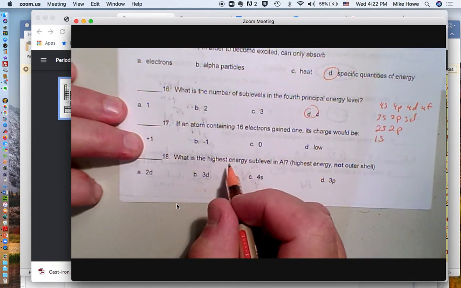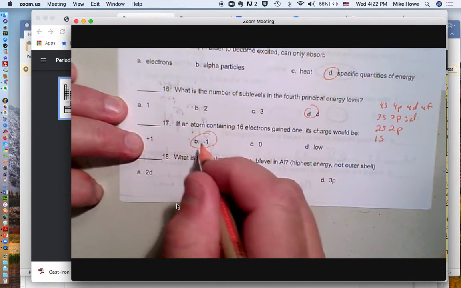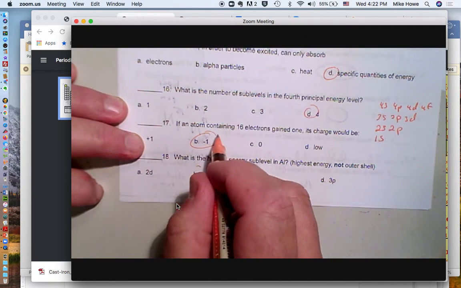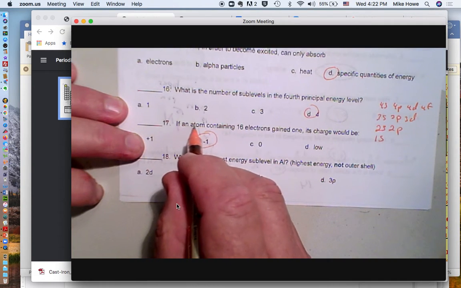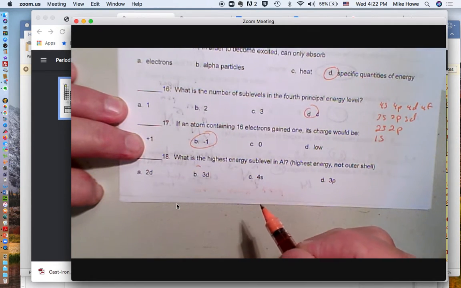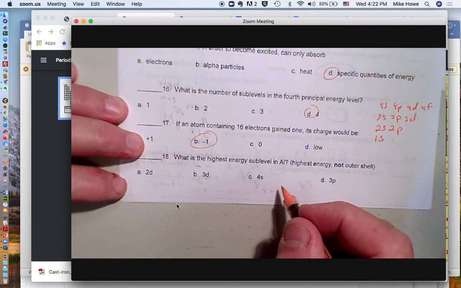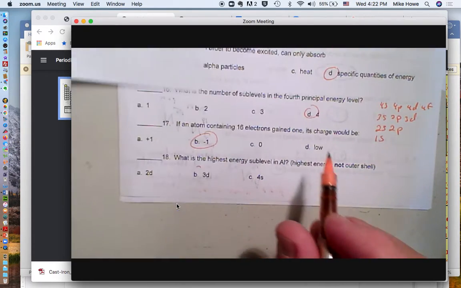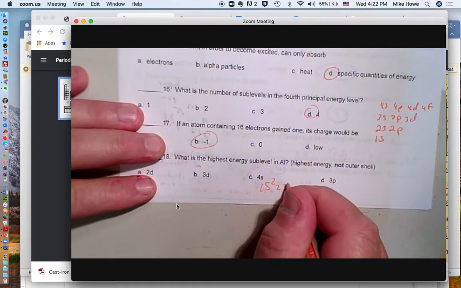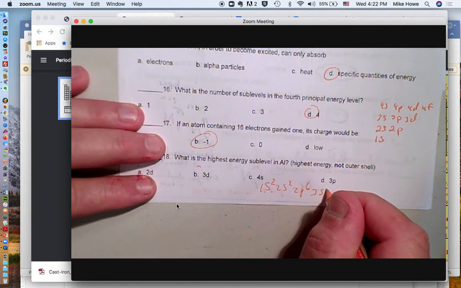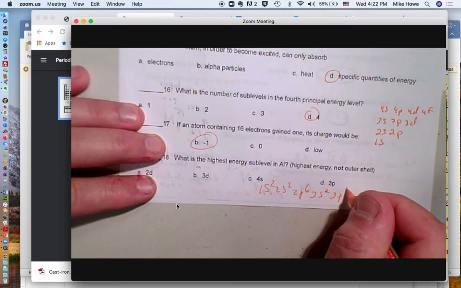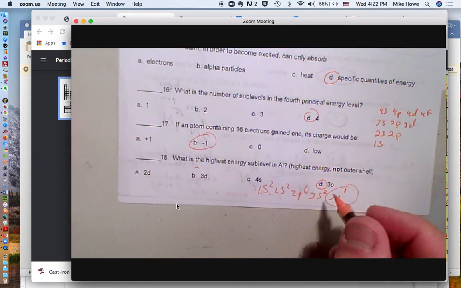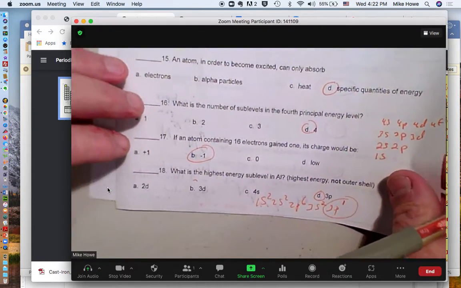Okay, if an atom containing 16 electrons gained 1, it's going to have a -1 charge. And by the way, you could say, well, wait, the atom implies originally it was no charge. Okay, the highest energy sublevel in aluminum. If you write the configuration for aluminum, aluminum has 13 electrons. So we do 1s2, 2s2, 2p6, 3s2, 3p1. Okay, so the highest energy sublevel would be 3p. And there would be 3 valence electrons, but only one of those is in the highest energy sublevel.